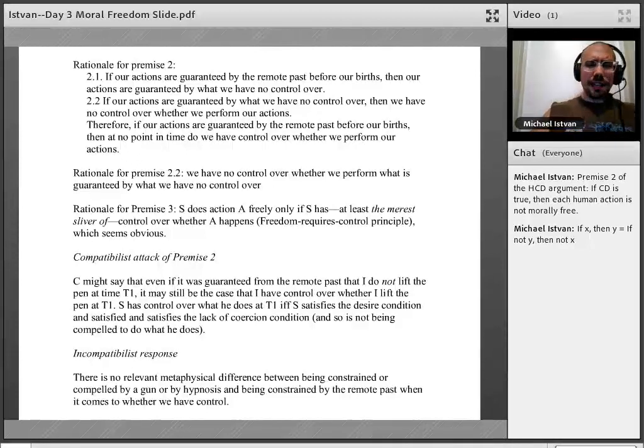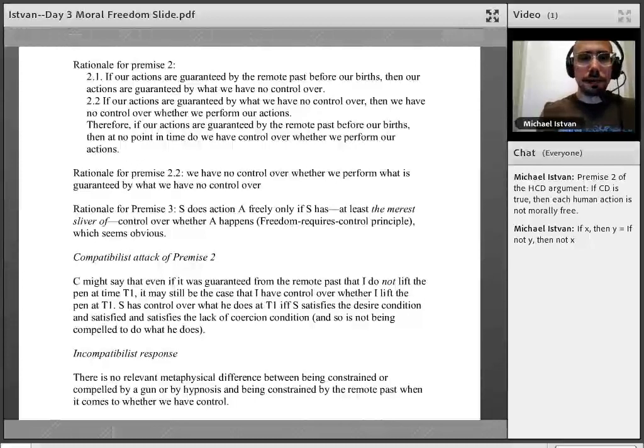If my lifting the pen right now has been guaranteed by the remote past before I was born, in other words, guaranteed by what I have no control over, then do I have control over whether I lift the pen right now? No, I don't. It seems to be obvious. That's premise 2 in a nutshell, but here's the rigorous defense of it. Premise 2.1, the first premise in defense of premise 2. If our actions are guaranteed by the remote past before our births, then our actions are guaranteed by what we have no control over, since we have no control over the remote past before our births.